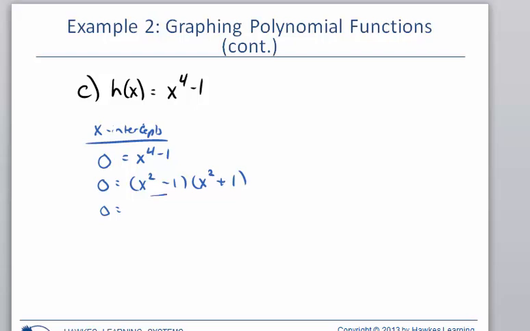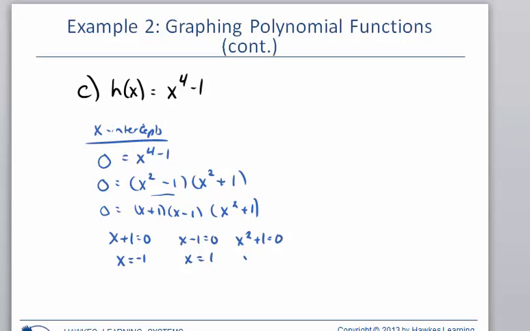Now, this first part we'll factor one more time. It's still a difference of two squares. So we have x and x. We have 1 and 1, plus and minus. All right, so in terms of our solutions, we'll set each of them equal to 0. X plus 1 equals 0. X minus 1 equals 0. X squared plus 1 equals 0. Solving the first one, we get negative 1. Solving the second one, we get positive 1.